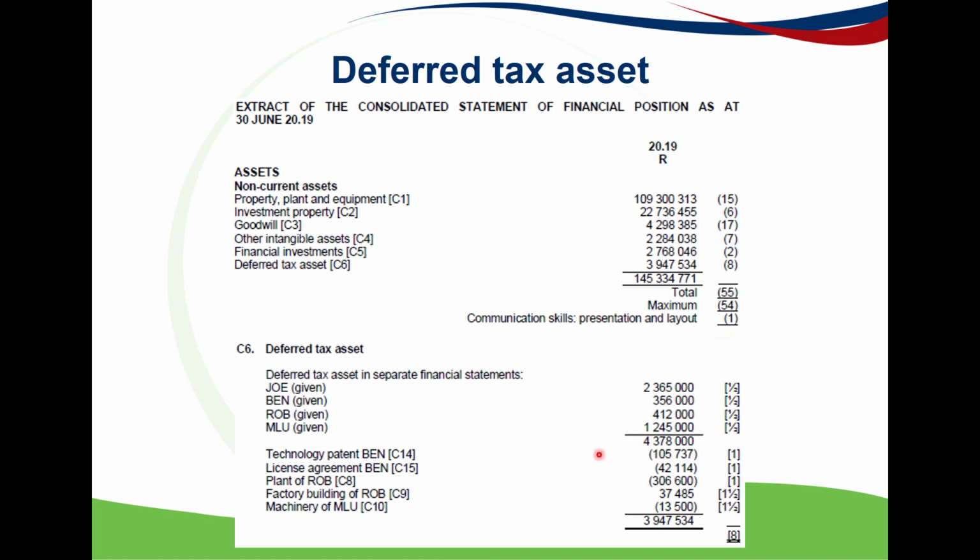And then there's just the tax implications that are taken into account for the underlying items. The technology patent would have been deferred tax at acquisition, less the tax implications for the subsequent measurement. The same for the license agreement, same for the plant, factory building, and then the machinery of the foreign operation.